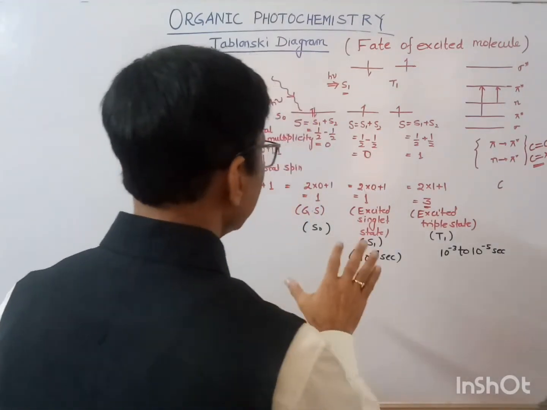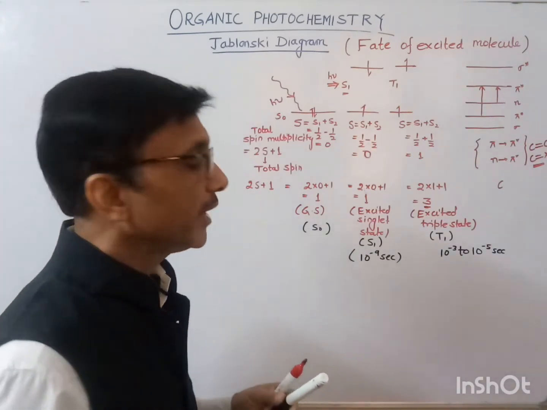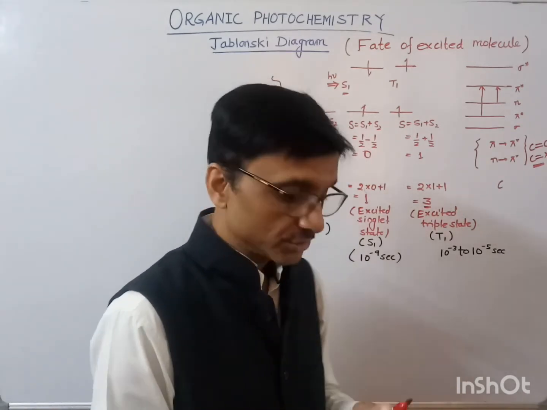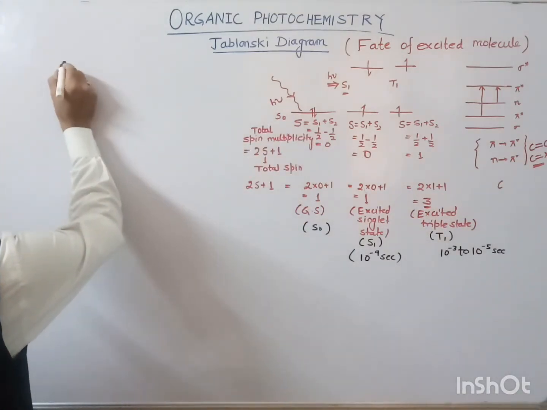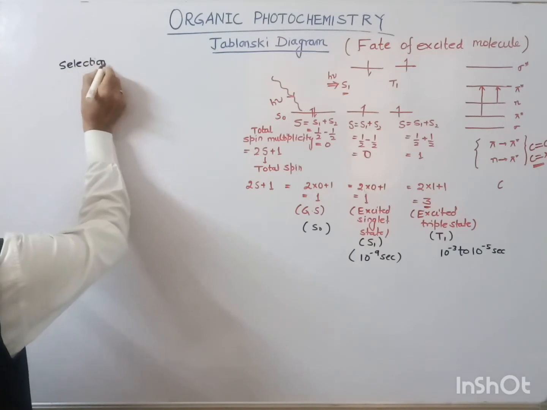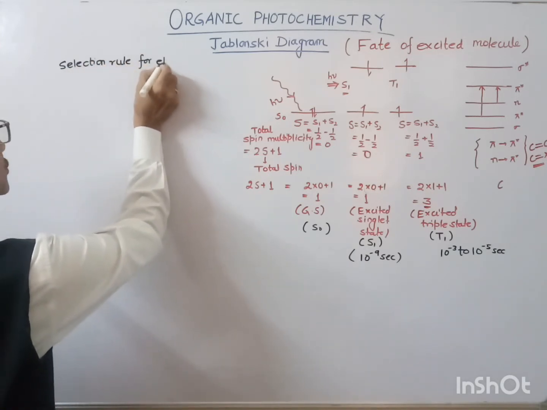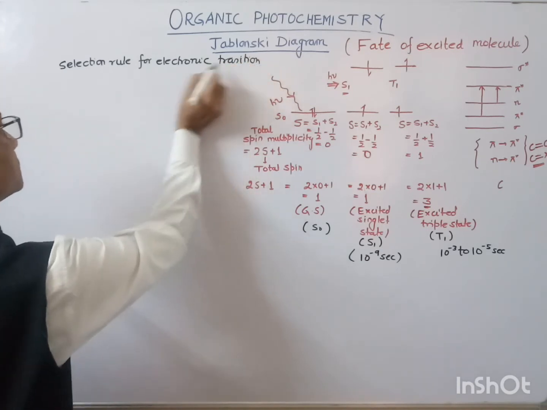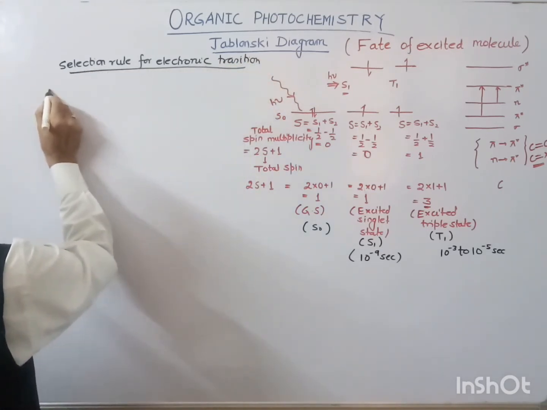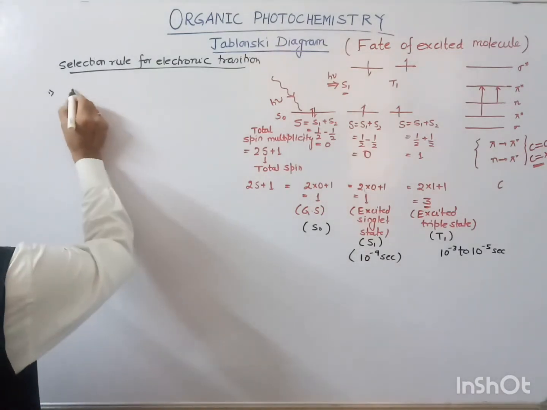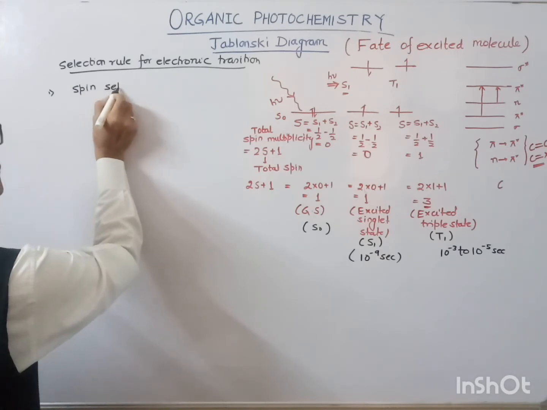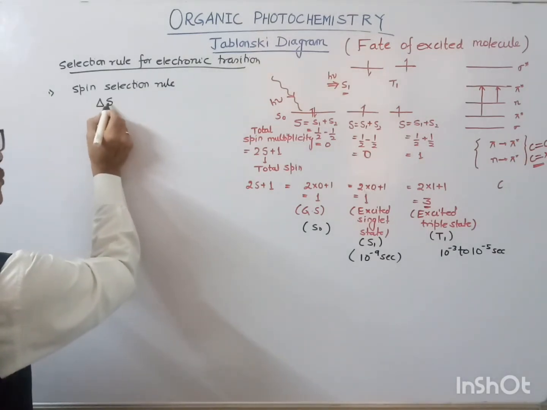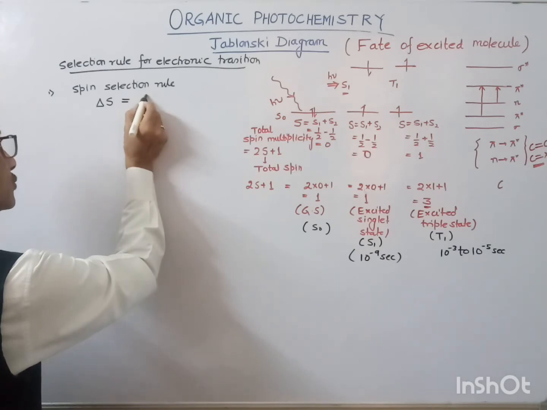Now, if we talk about the selection rules for electronic transition, I am going to discuss two selection rules here. One is the spin selection rule. The spin selection rule tells us that delta S, the change in total spin multiplicity, should be equal to 0.